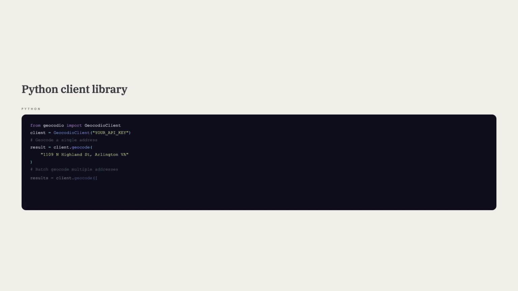Send a GET request to the geocode endpoint with your address as a query parameter. For batch geocoding, send a POST request with an array of addresses in the request body. With the Python library, create a Geocodio client with your API key. Then, call the geocode method with your address string. For batch geocoding, pass a list of addresses to the same method.